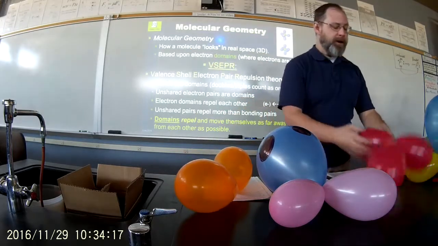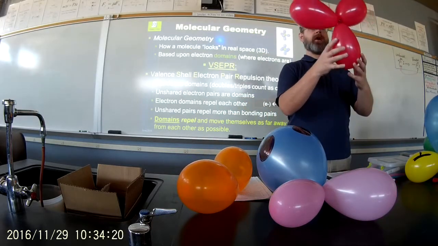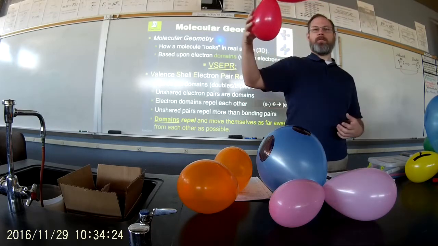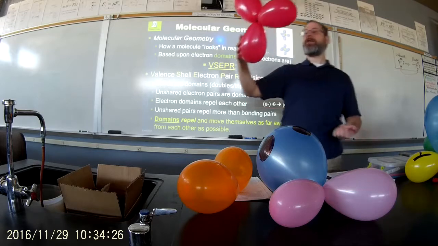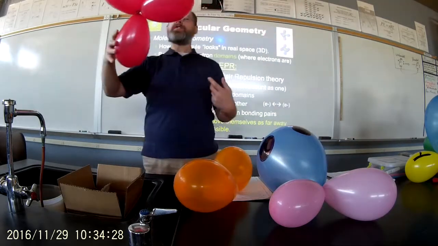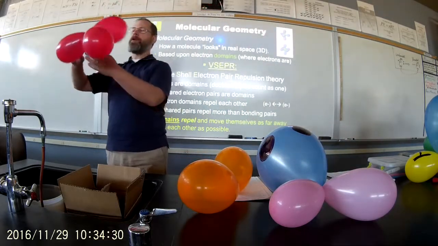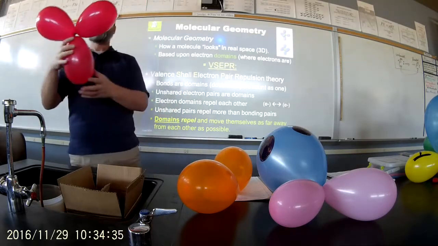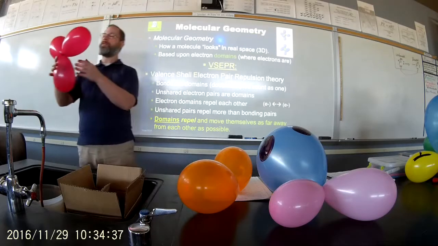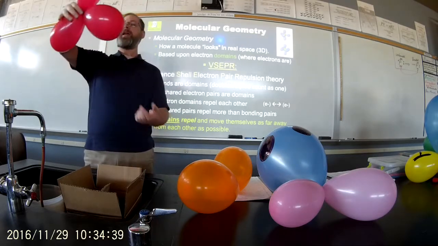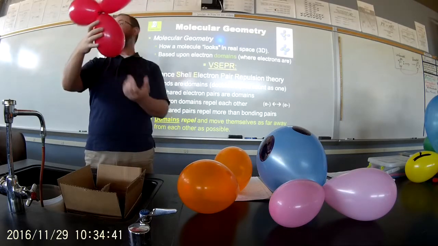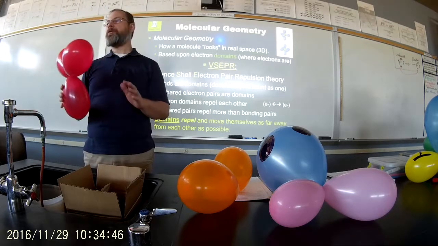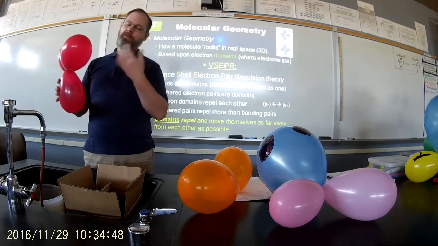If you have 3 domains that orient themselves as far away as possible, what shape do they make? Yeah, they make a triangle. They make a Mercedes symbol. Okay? So this is Mercedes planar. I mean, triangle planar. So if you have 3 domains that orient themselves as far away as possible, they make a triangle in a plane, or trigonal planar.